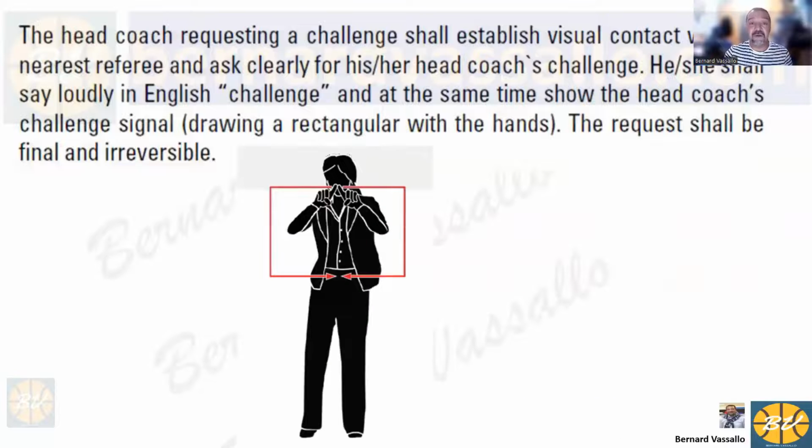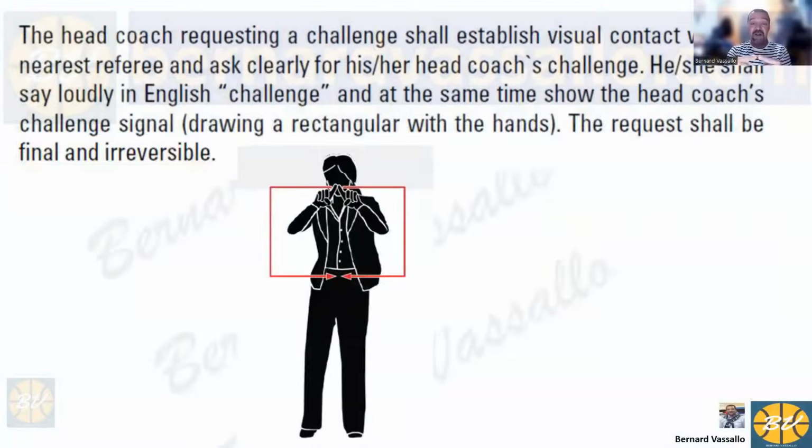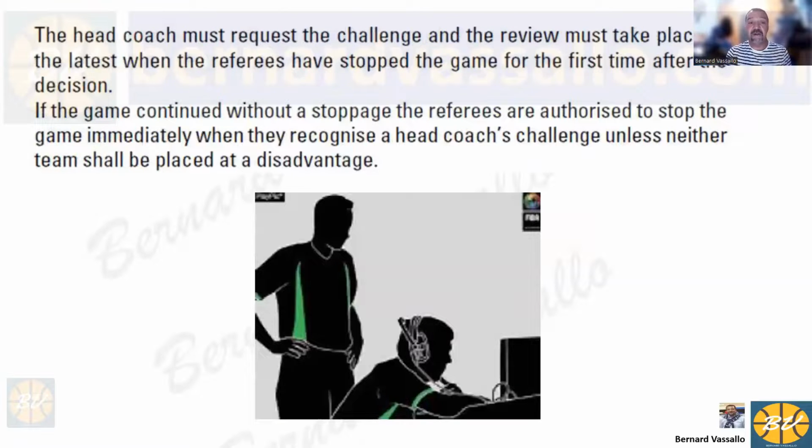And once the coach has requested the challenge and made the conventional signal, then that decision cannot be reversed, which means that if the coach in the spur of the moment, emotional, asks for the challenge to the referee, but then a few seconds later decides not to, it is too late, because once the coach has called for the challenge, that action is final and irreversible.